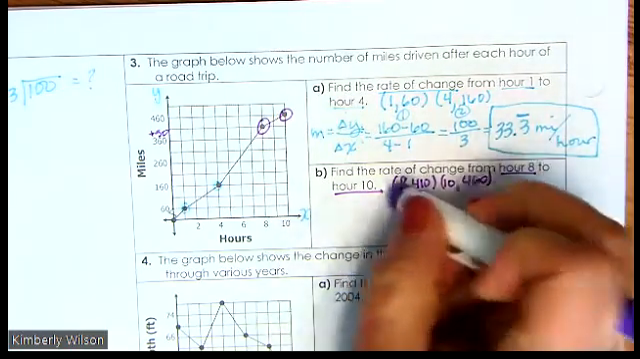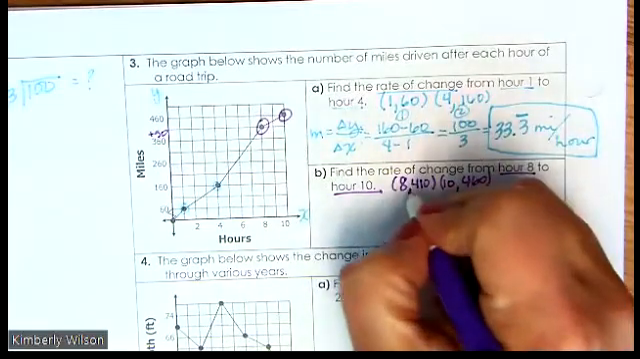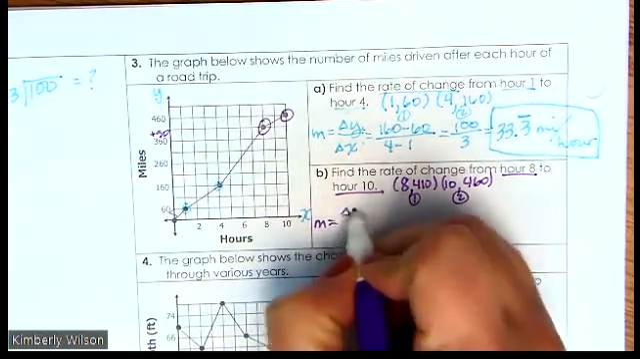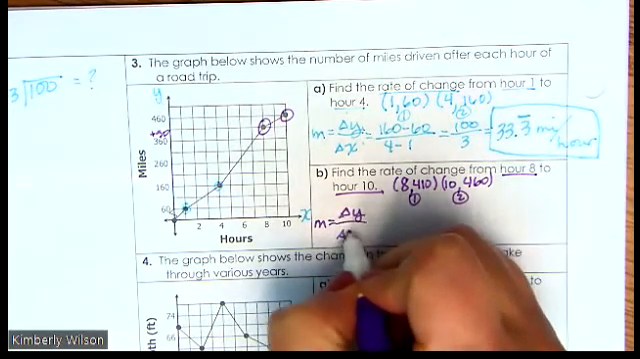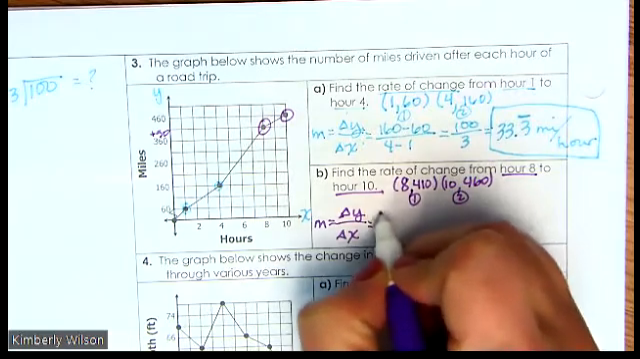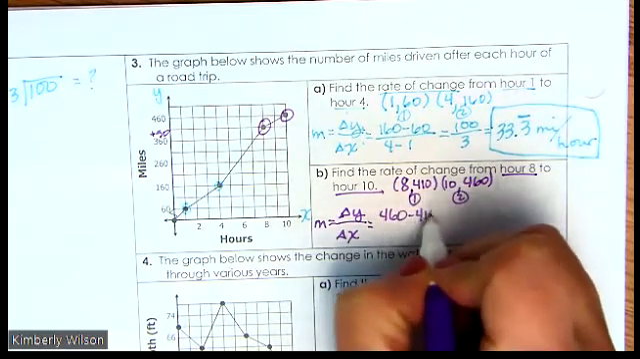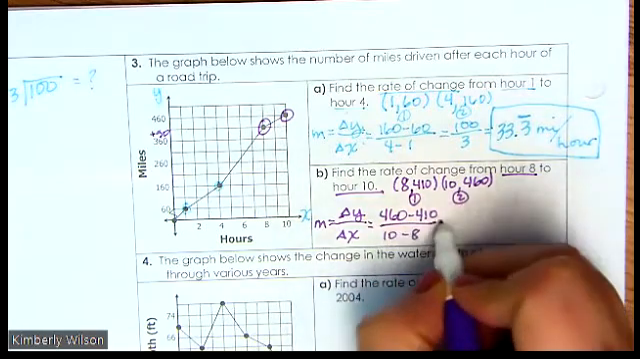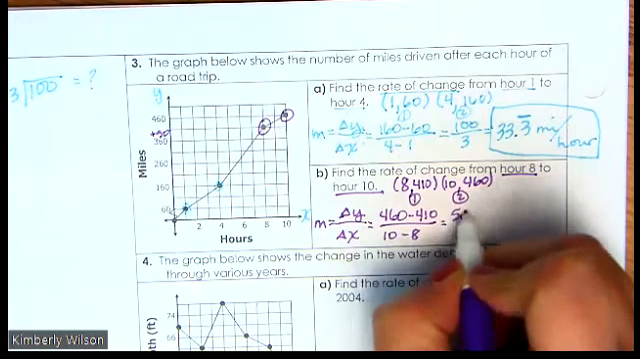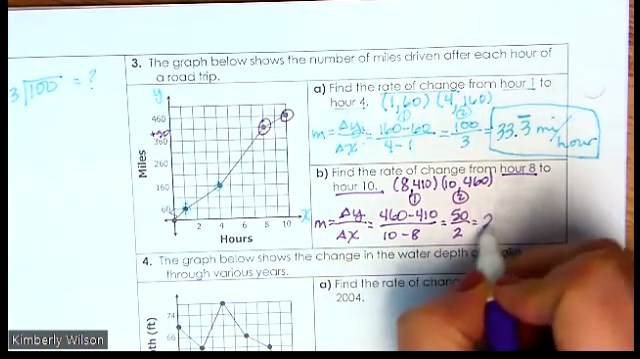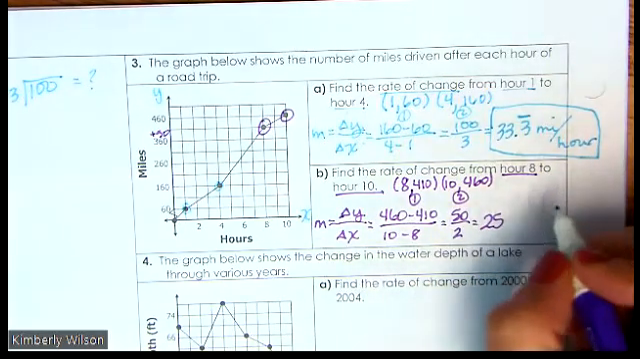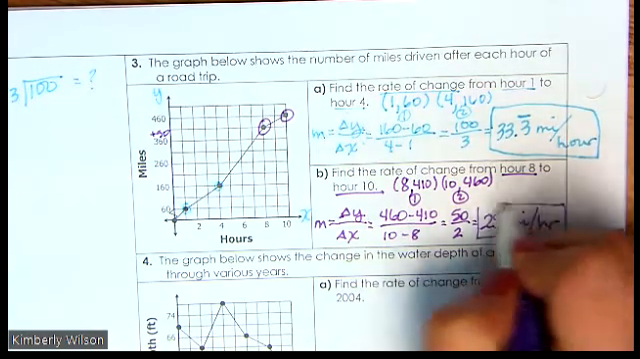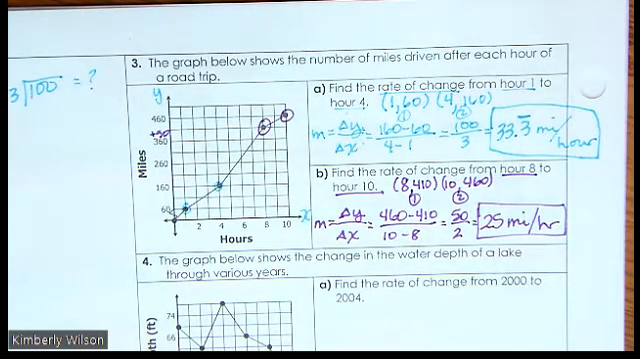So we found the slope by doing the change in y over the change in x, which means I'm doing 460 minus 410 over, and yes, you have to write this stuff down, 10 minus 8. So we end up with 50 over 2, which is 25 miles per hour. Okay, 2 more.